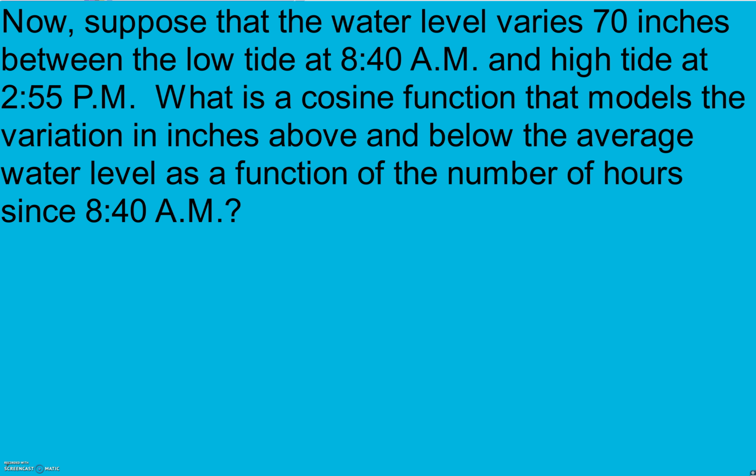Now, suppose that the water level varies 70 inches between the low tide at 8:40 and high tide at 2:55. What is a cosine function that models the variation in inches above and below the average water level as a function of the number of hours since 8:40 a.m.? So, when we're looking here, our start point is 8:40, and that's the low tide, and the high tide is at 2:55 p.m.